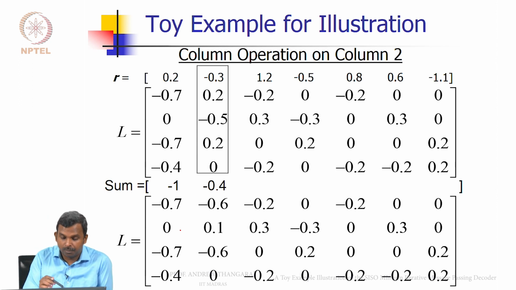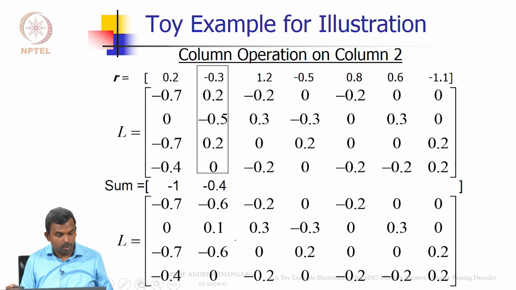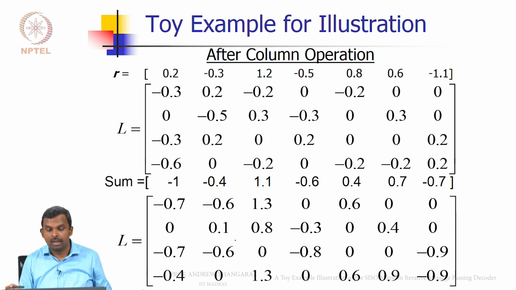Okay, you add up everything, you get minus 0.4, and then how do you replace the corresponding value? Minus 0.4 minus 0.2 is minus 0.6, minus 0.4 minus of minus 0.5 is plus 0.1. And then minus 0.4 minus 0.2 is minus 0.6, you add it up, that way you will be done with the column operation. So, now you can finish off all the operations and you get this.